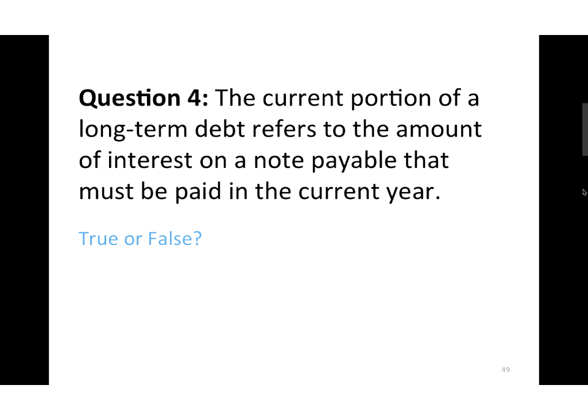This was a true-false. The current portion of a long-term debt refers to the amount of interest on a note payable that must be paid in the current year. Okay, read it carefully. A little bit ago, I talked about this. I put one word really big. About a third of you have it wrong. There is one word in this that is key. I would have talked about the current portion of long-term debt. So we're talking about long-term debt. How much of this long-term debt is due this year?